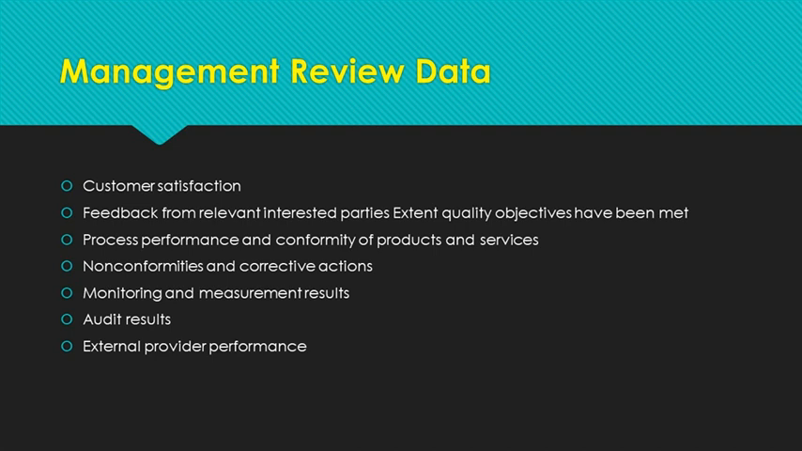The extent quality objectives have been met. That's pretty straightforward. Process performance and conformity of products and services. Again, it comes straight from analysis and evaluation. Are you getting better or are you getting worse? If you're holding the same, but you're increasing in sales, well then maybe you're actually getting better. Nonconformances and corrective actions. This is frequently a good measure of the effectiveness of the QMS and the management planning implementation.